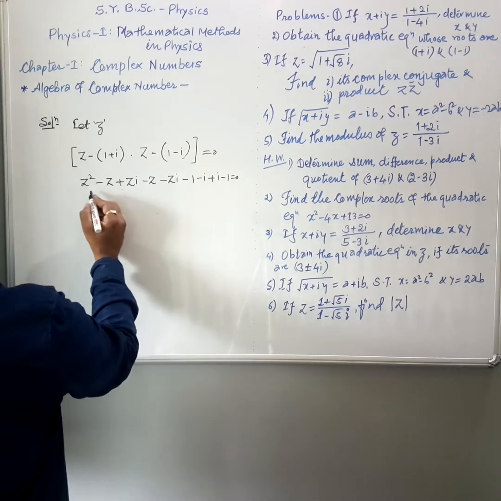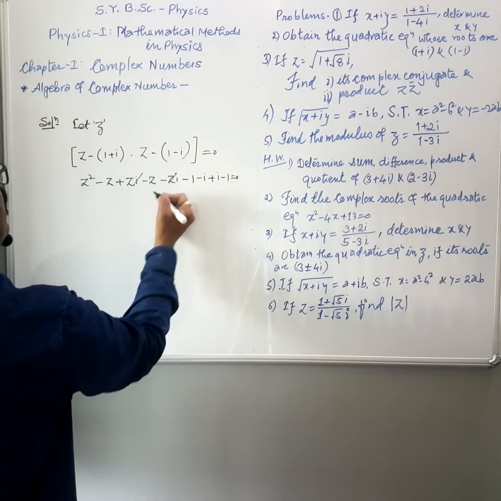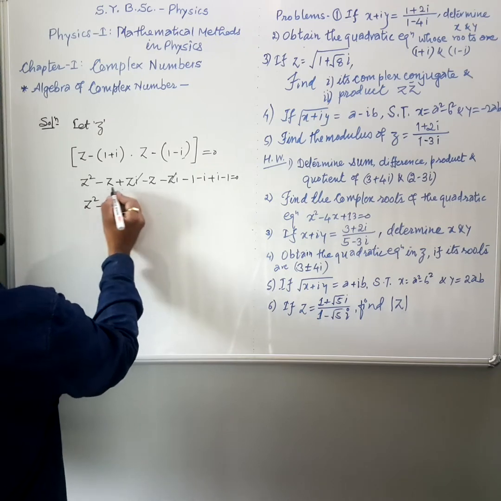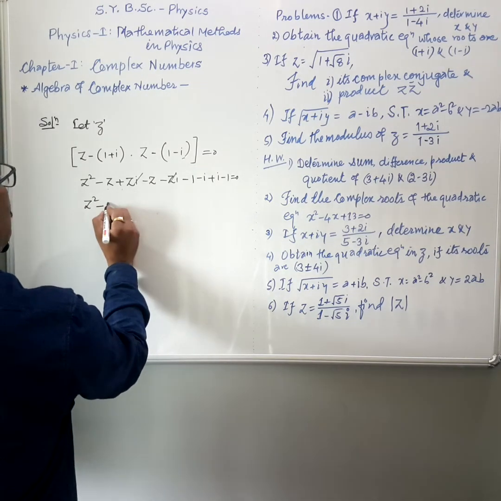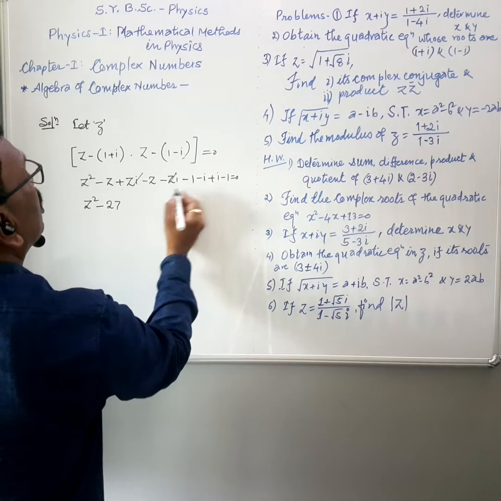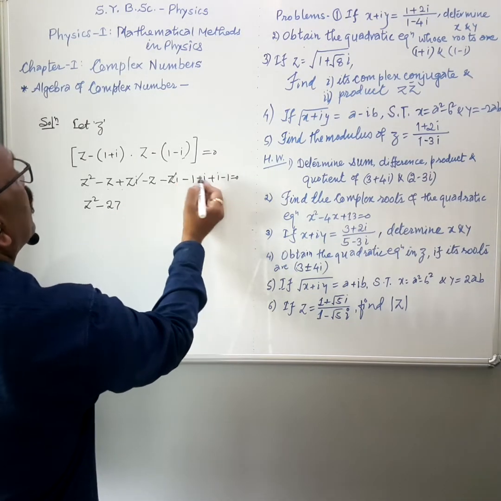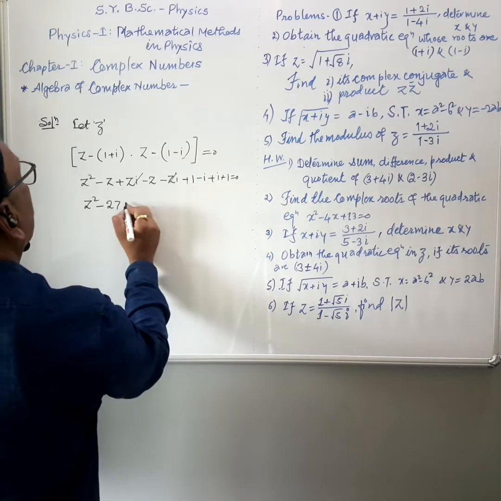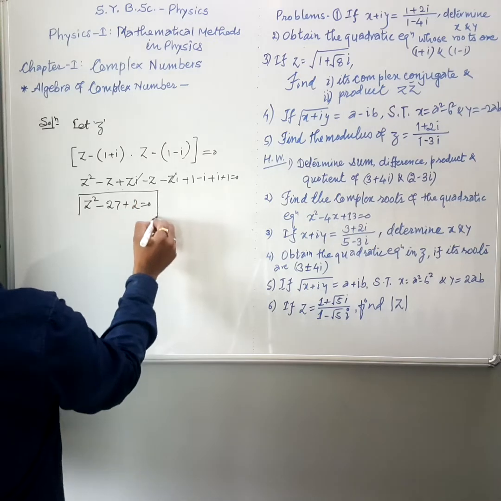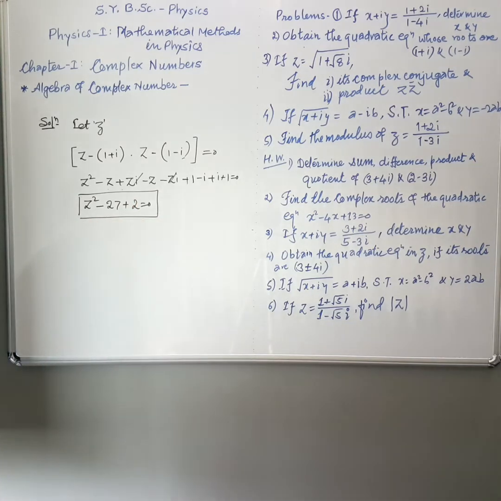Here this term and this term cancel each other. Therefore, z square minus z minus z, that is minus 2z, then plus 2, is equal to 0. This is the quadratic equation whose roots are 1 plus i and 1 minus i.